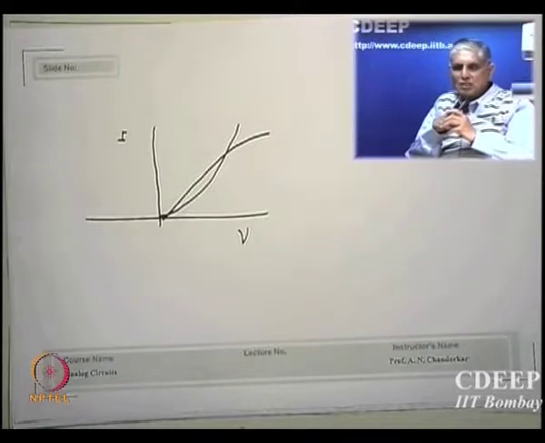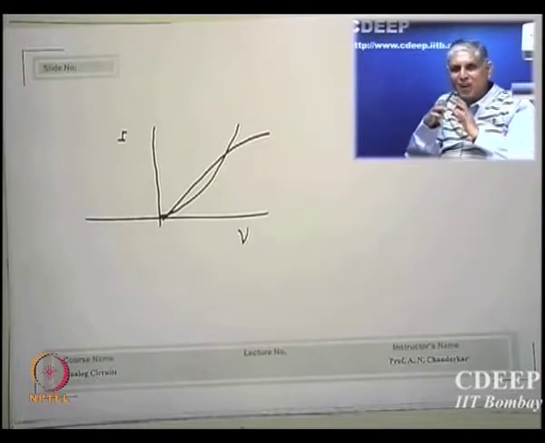Please remember this is only valid when VGS minus VT is small enough, okay. If it is too high then it will go like this, then it may not actually look like diode characteristics. Is that okay? Why diode connected?